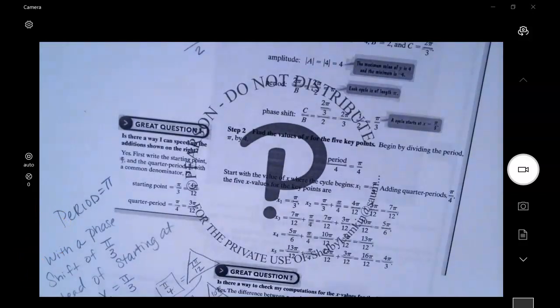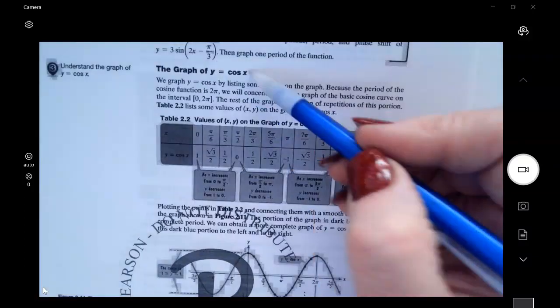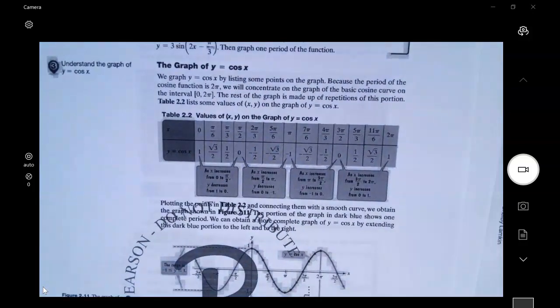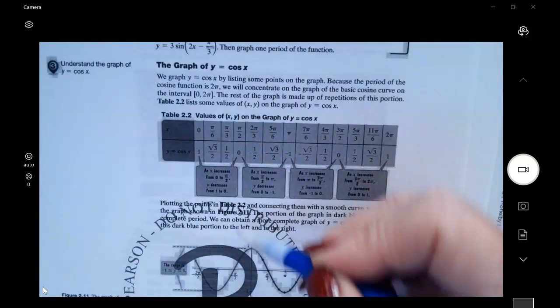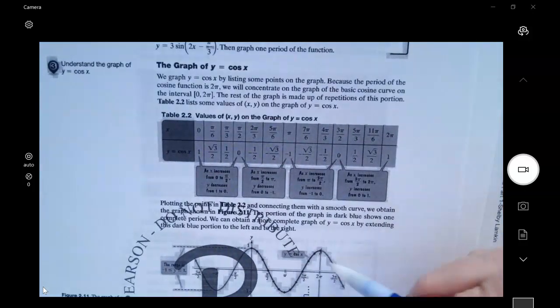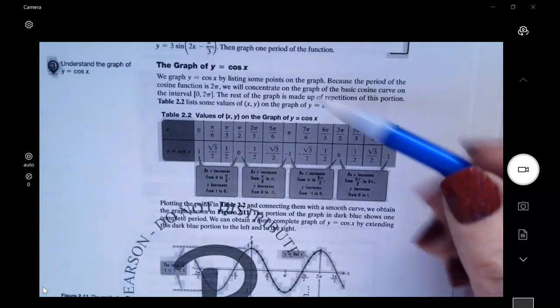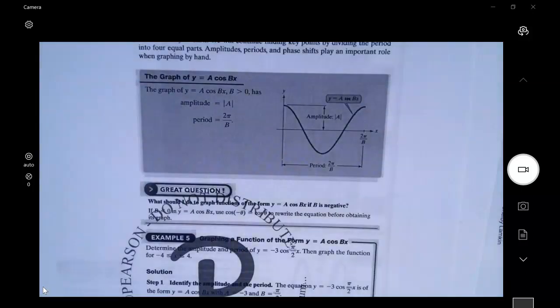I want to encourage you to look at the e-text because we go through this same thing for cosine, and it's very much the same. You have a little bit different. Cosine starts at -1. It still has a period of 2 pi, but it does a little bit different movement than the sine. It's almost like the opposite of the sine. But I want to encourage you to go through and to look at what you have available.